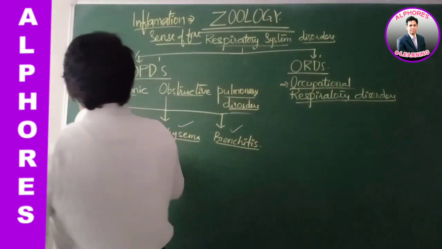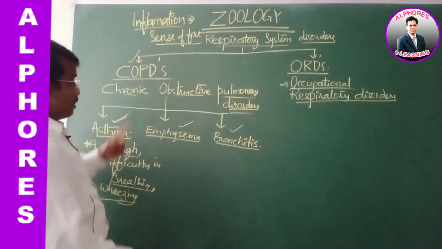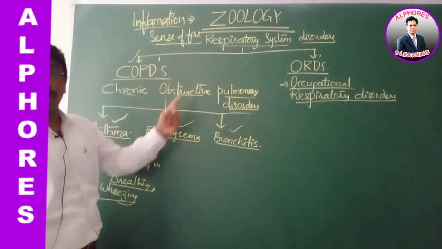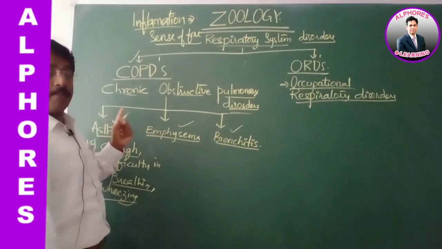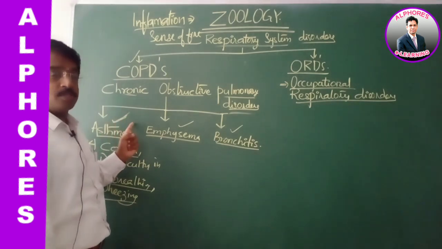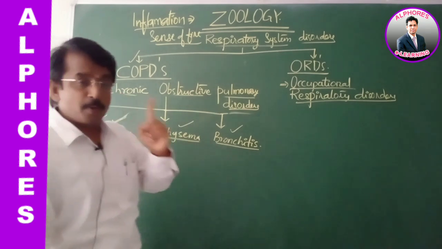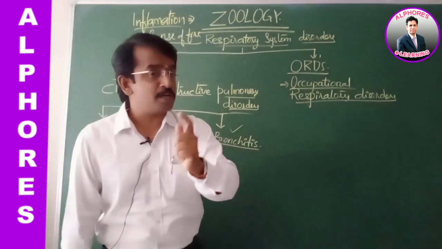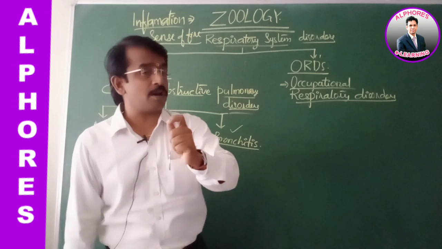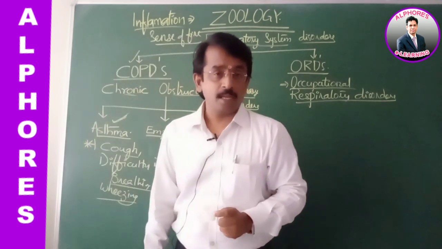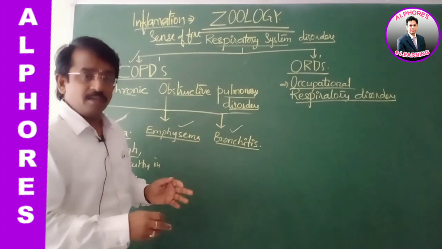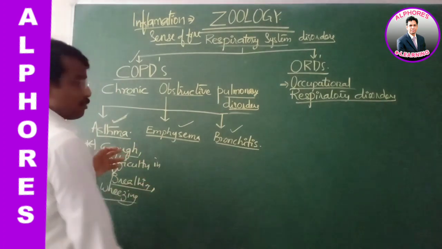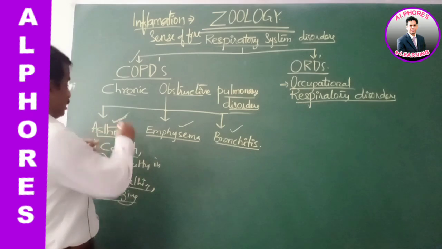So, the disorder, chronic obstructive pulmonary disorder, is due to inflammation in the bronchi and bronchioles. It is due to the spasm, make a note. Spasm in the sense of sustained contraction of smooth muscles. So, the sustained contraction of smooth muscles of the bronchi and bronchioles causes the inflammation, that is asthma.